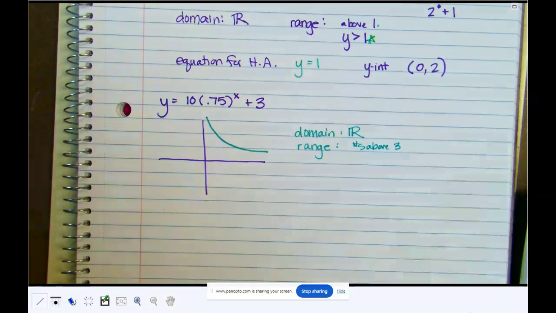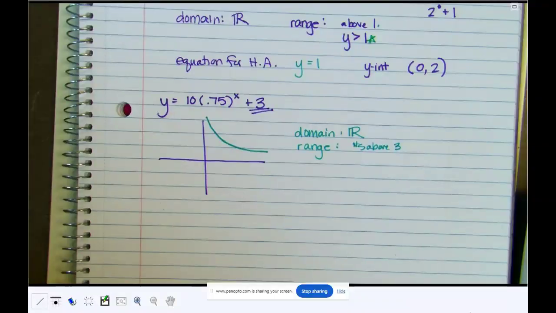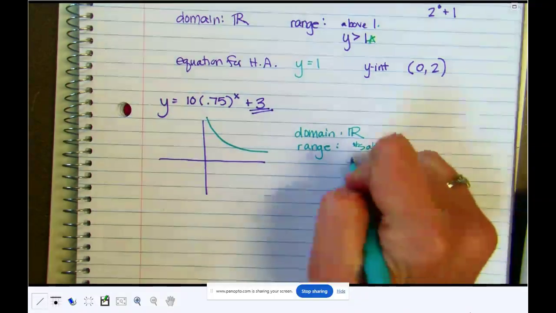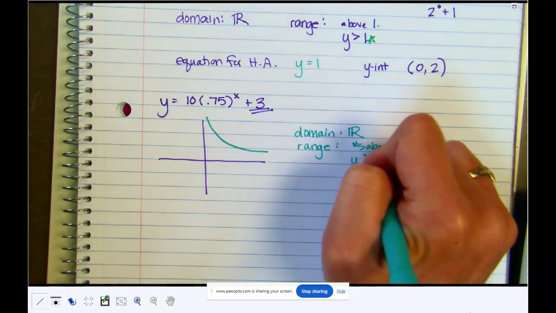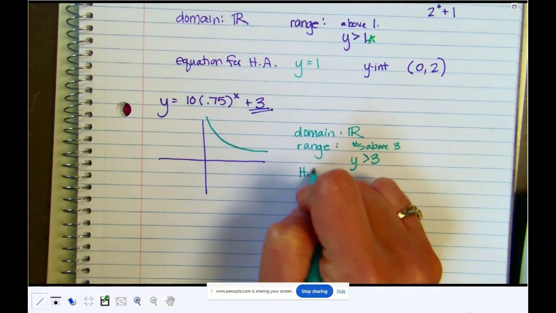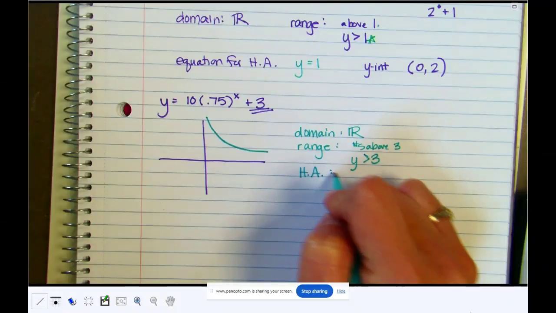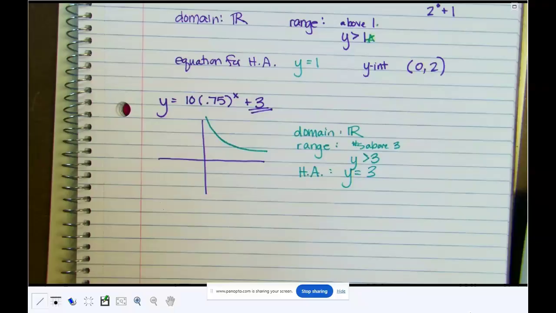And we know that. We're not guessing. We know that because of the 3 in the equation. Okay, so if I write it with an inequality, it's y what? y is greater than 3. Okay, the equation for the horizontal asymptote always is y equals, what's it going to be? 3. Because it's the same as the range. It's the same number that we use there.